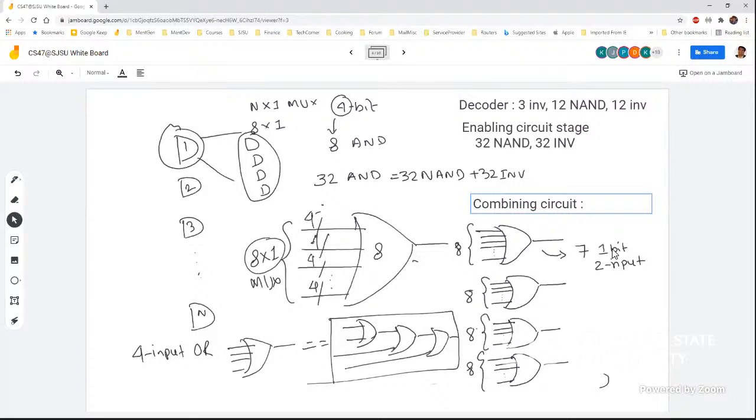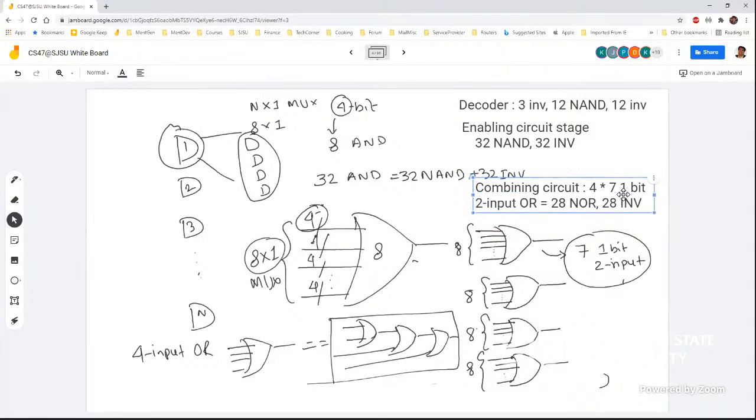So that means we have essentially 7 of this thing by 4 of them. So ultimately it becomes 4 multiplied by 7 1-bit 2-input OR, which is basically we are talking about 28 NOR and 28 inverter.